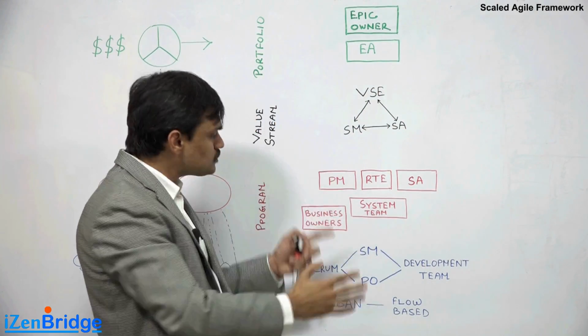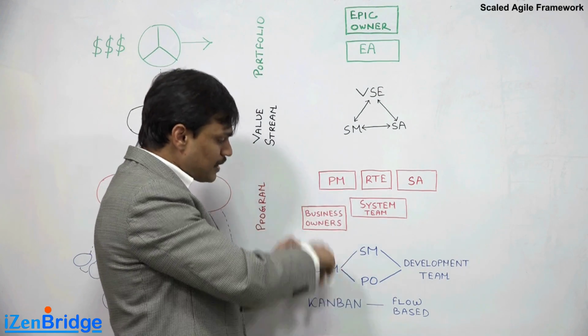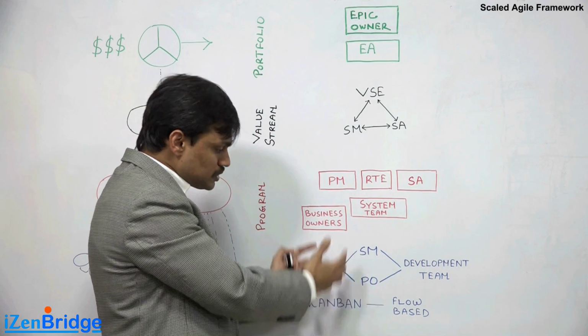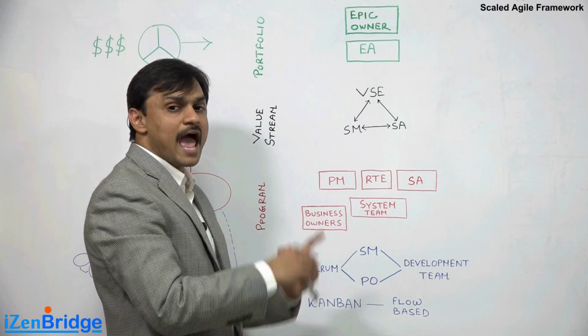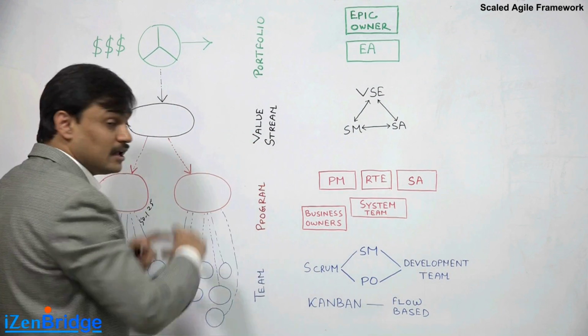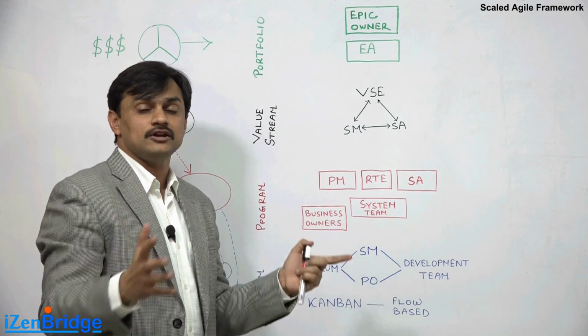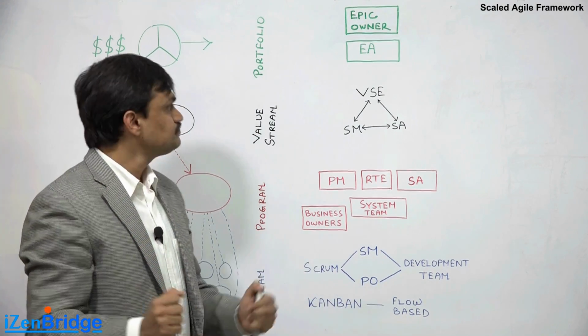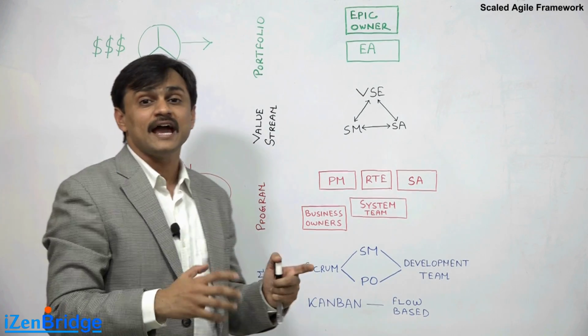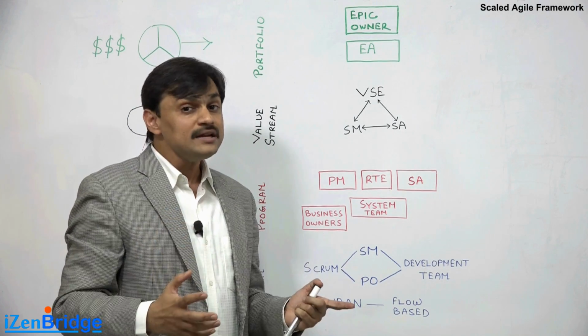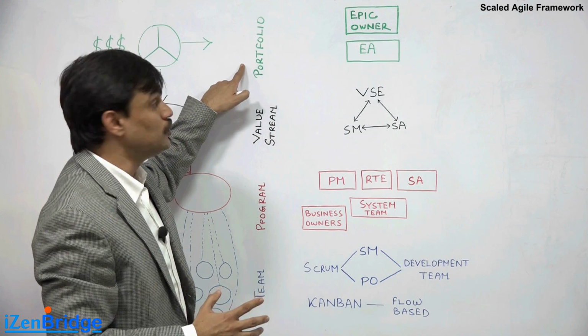Solution management works with product management, and product management works with POs, product owners who are at the team level. So this kind of structure helps us keep alignment even with a team size of 500 plus. These whole three layers are guided by the right priorities, and the priorities can come from the portfolio group.